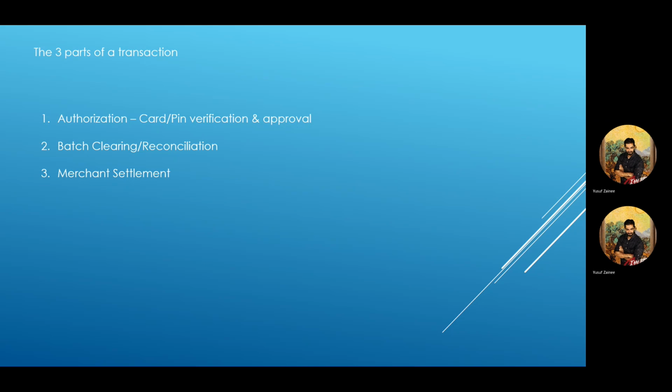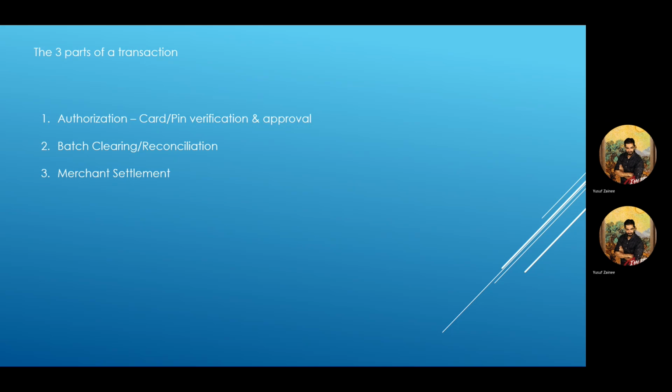So now let's talk about what happens in the batch clearing or reconciliation phase. In this particular step, the acquirer submits the information to the issuer and the scheme about all the transactions that have happened in a particular day. All the charges and the fees are calculated at each stage, and then the bill is generated.